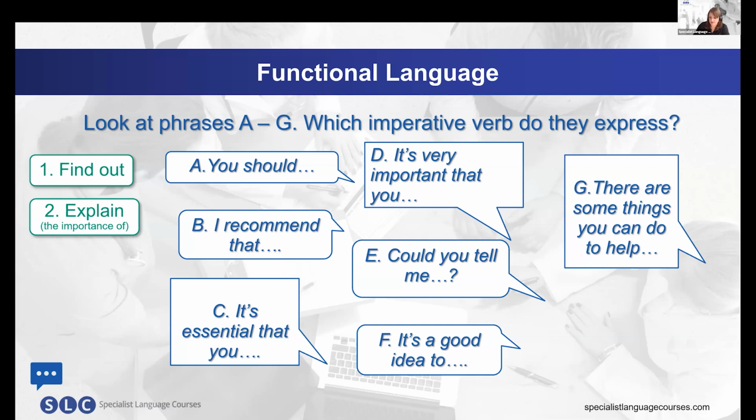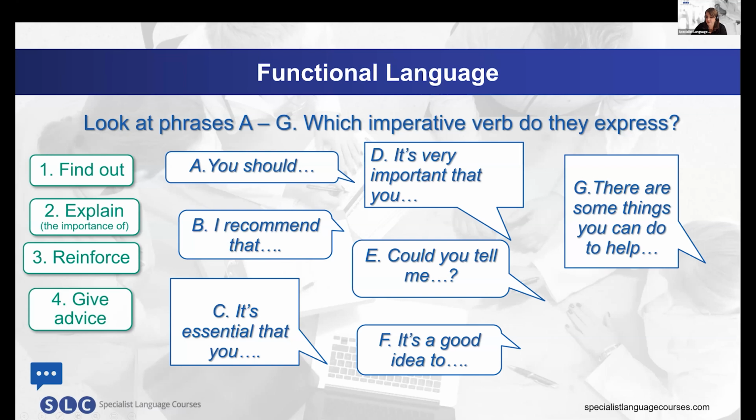Now let's look at the next one. So for number 2, we've got explain the importance, and then number 3, we've got reinforce the need. So remember, perhaps the patient doesn't really want to use steroid cream, so you need to reinforce that it's important. So what can you use for 3? Okay, let's look at the last one.